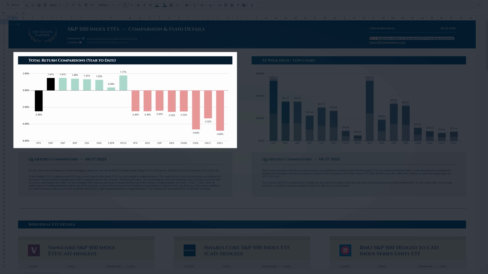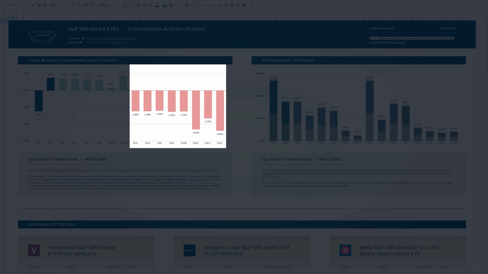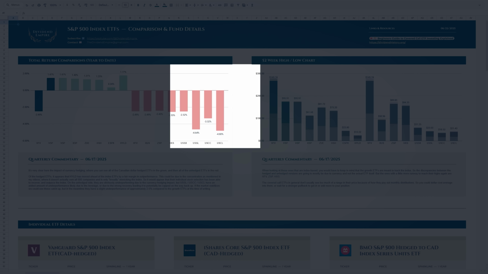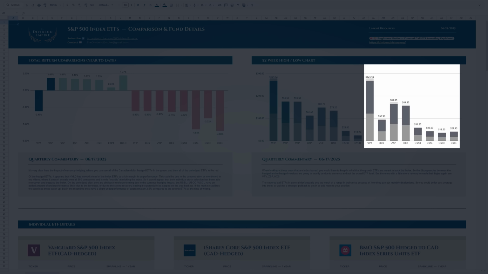Because of the Canadian dollar outperforming the US dollar, it's easy to see here that all the currency hedged ETFs are in the green, and then all the unhedged ones are in the red. This can also be seen in the chart on the right as well, where all the currency hedged ETFs are closer to 52-week highs, whereas the unhedged ones are further away.